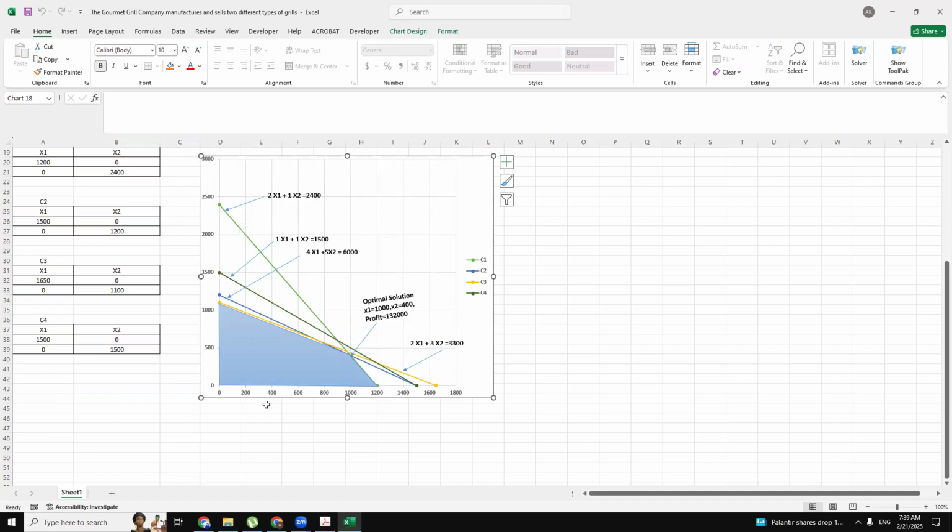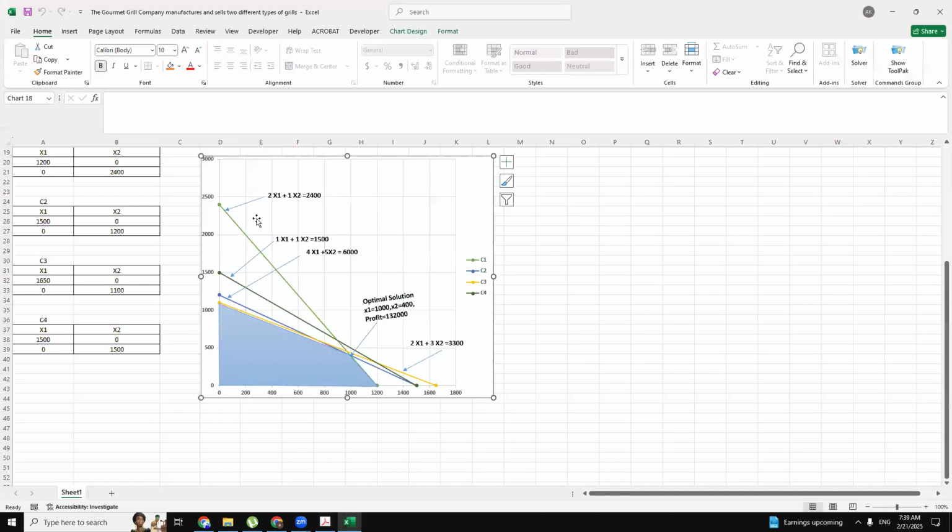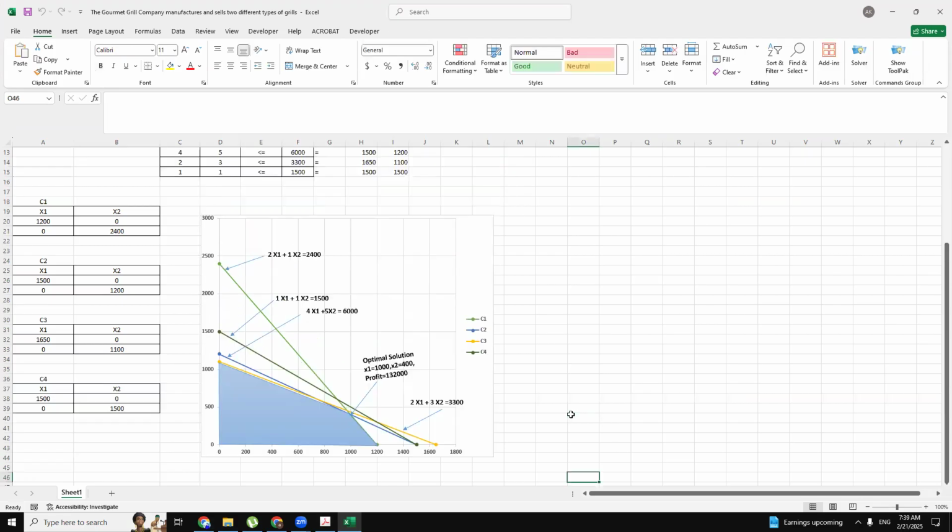These are the coordinates that have been mentioned in the question to determine the level curves. The level curves are: this one is the first, this one is the second, this one is third, and this one is fourth. And this one is our feasible region, which is marked in blue color. And this one is our optimal solution.